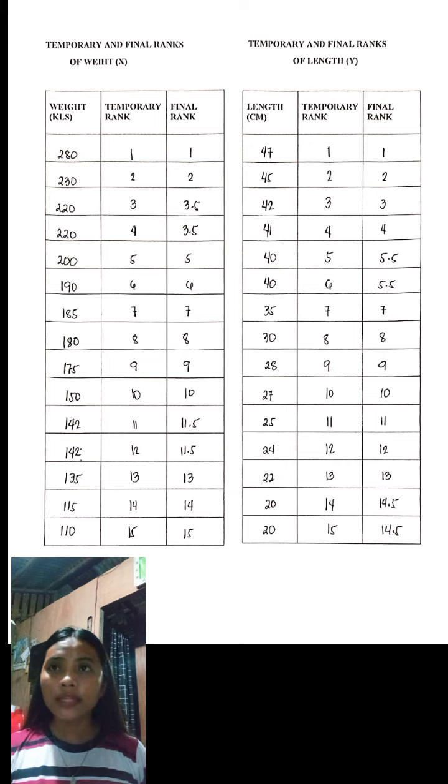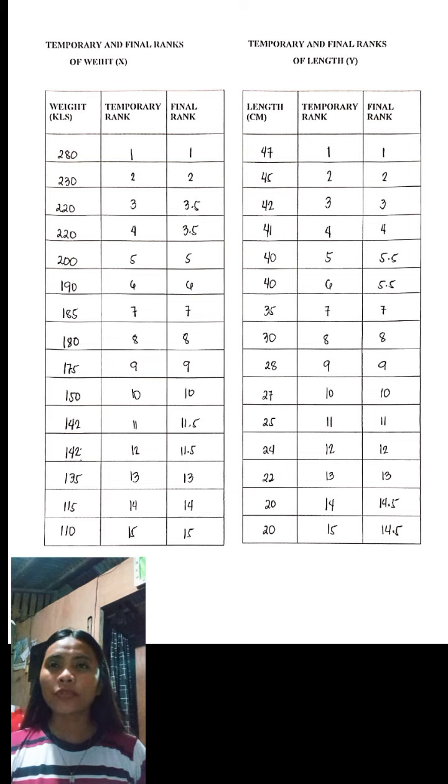And then for our weight in kilos, we are just going to put the kilos of each watermelon from the highest kilos up to the smallest kilos, which is 110 kilos, and our highest kilos is the 280 kilos. So for our final rank, as you can see their difference. For 280 kilos, the temporary rank is 1, and the final rank is 1 also.